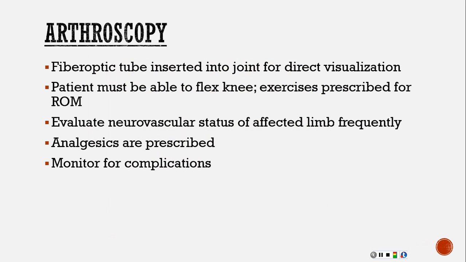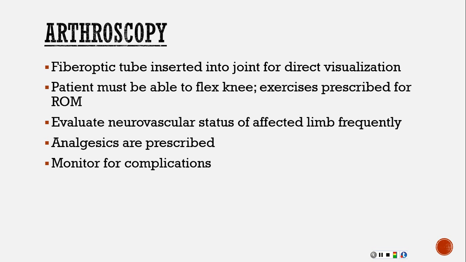All right, so now we're going to start talking a little more in depth about how we assess for alterations. Arthroscopy. Well, what do we say arth was? That's a joint. So what do you think this is going to be? Joint scope. They take a camera in and assess the joint. It's the fiber optic tube inserted into the joint for direct visualization. The patient must be able to flex the knee, and exercises are going to be prescribed for range of motion.